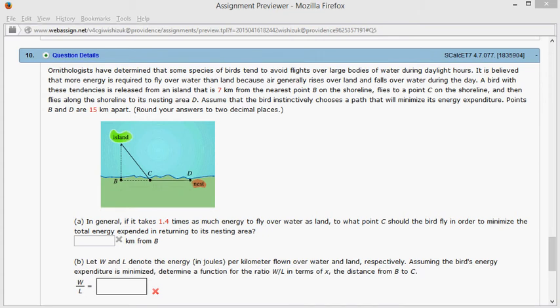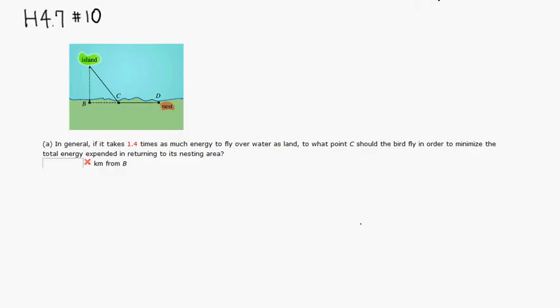Alright, let's look at homework 4.7, problem number 10. It says that in general, it takes 1.4 times as much energy to fly over water as land. To what point C should the bird fly in order to minimize the total energy expended in returning to its nesting area? Alright, so let's do that.